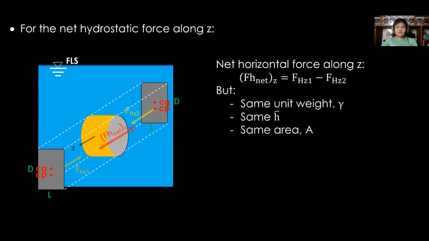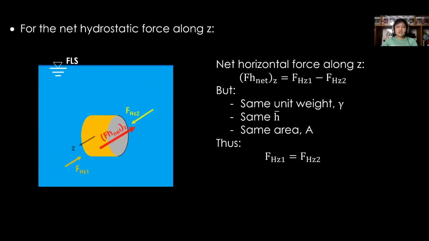But again, same unit weight, H bar, and area A. Thus, Fhz1 is equal to Fhz2. Therefore, the value of Fh net along Z is equal to 0. It only means that the value of the net horizontal force at any orientation is equal to 0, since the hydrostatic force towards the surface at one side is equal with opposite direction at the other side.